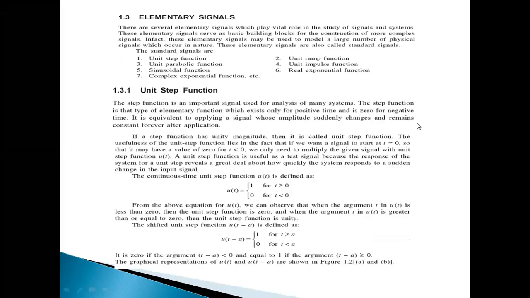Unit step function means, the definition is, the step function is the type of elementary function which exists only for positive time and 0 for negative time. And if a step function has a unity magnitude, then it is called unit step function.